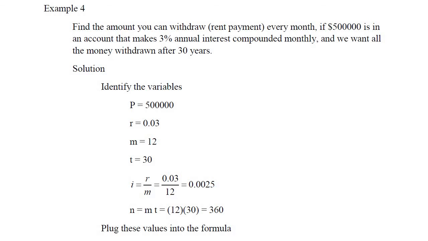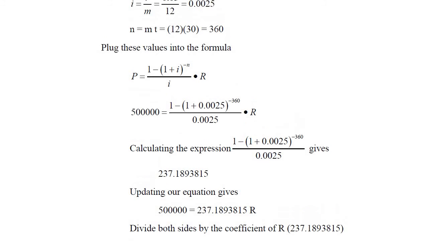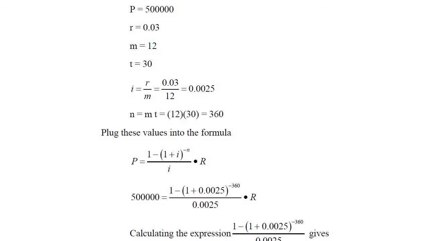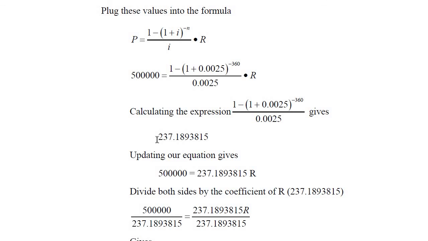When you plug these values into our formula, we get 500,000 is equal to, well, here's one of these pleasant, that's my sarcasm, one of these pleasant looking fractions times R. So when I calculate the value of this really interesting, really difficult fraction, it calculates to 237.189 and so forth. So we can update our equation so that it is now 500,000 is equal to 237 point, and so forth, times R.